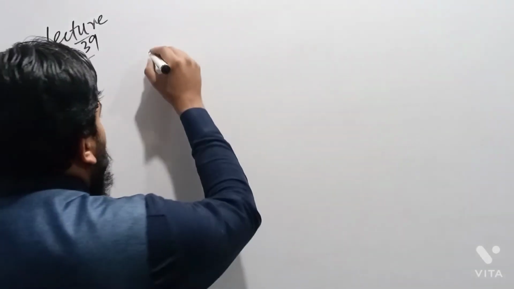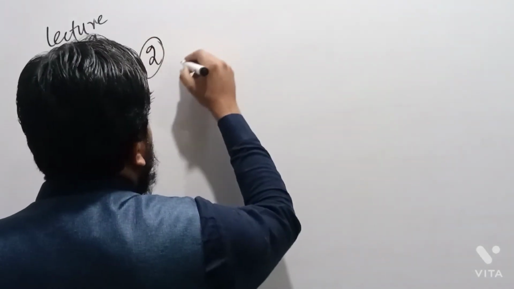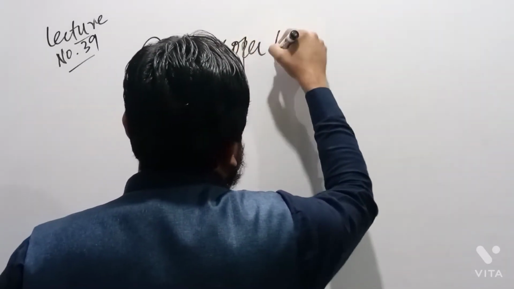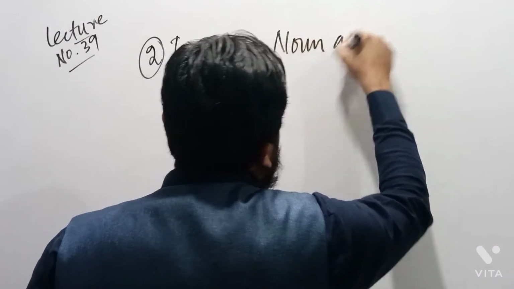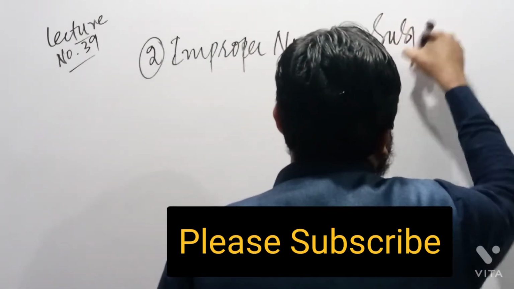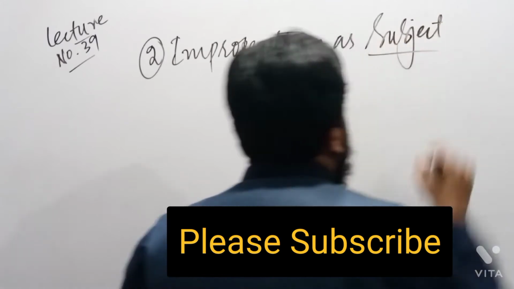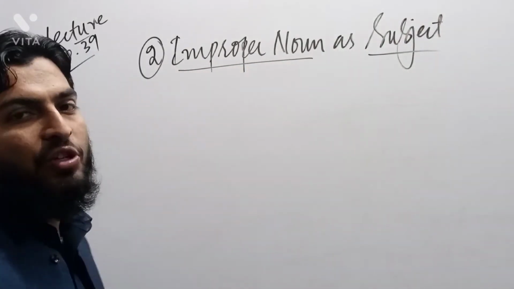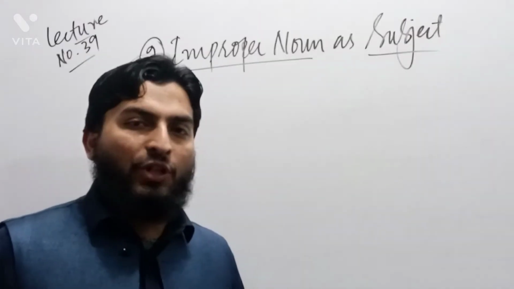Today I'm here with you for lecture number 39. Lecture number 39 is about the second type of simple subject. What is the second type of simple subject? The second type of simple subject that we have is the improper noun as subject. Here we want to know what is subject and how an improper noun, or how a common noun, is used in place of subject.